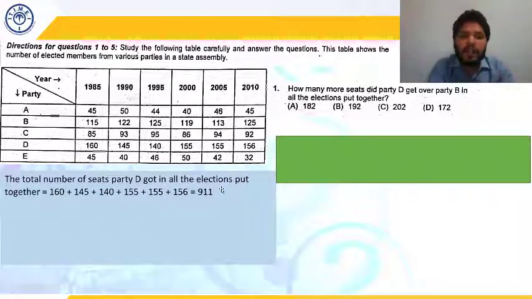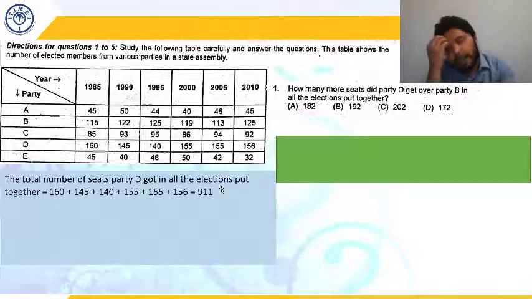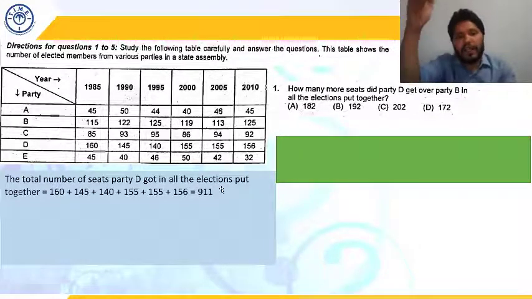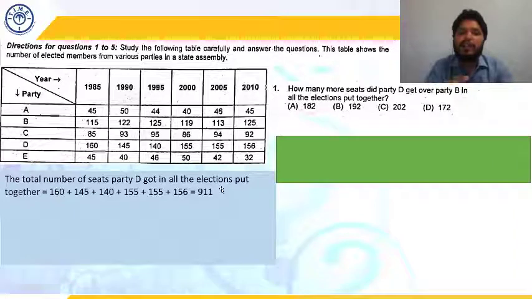And the less quantity was how much? It was 15. So 26 minus 15 is going to be 11. So it would be 11 more than 900. So 11 more than 900 will be 911. We can do this fast like this. Otherwise we have to just clerically add all those values to get the total number of seats party D got in all the elections put together. Both ways are correct; you can do it in any way. So this is the number of seats party D got in all the elections put together.